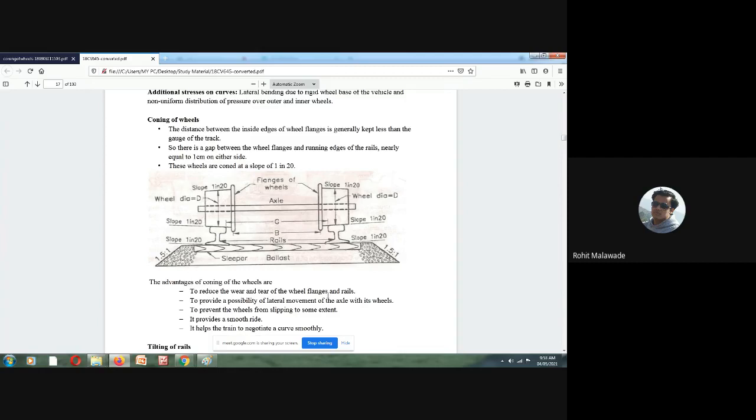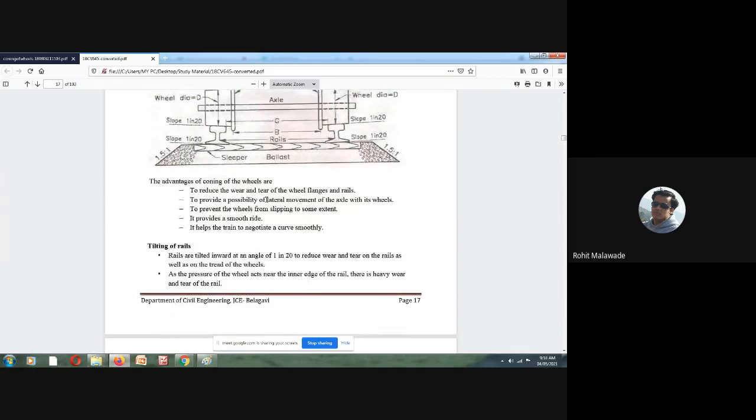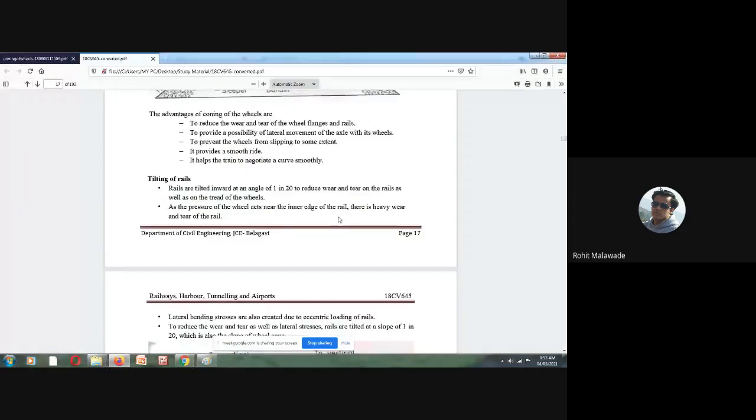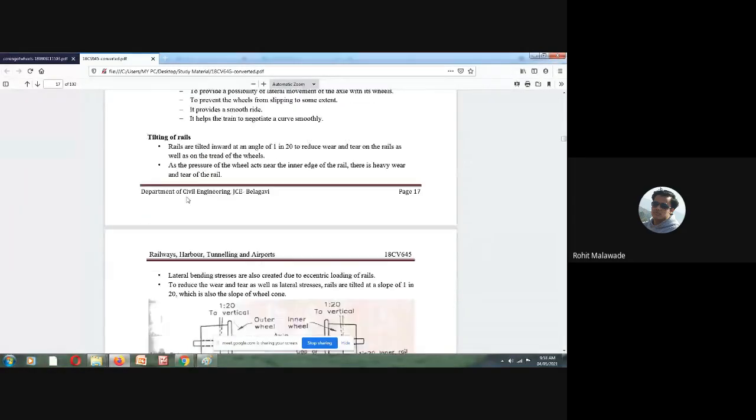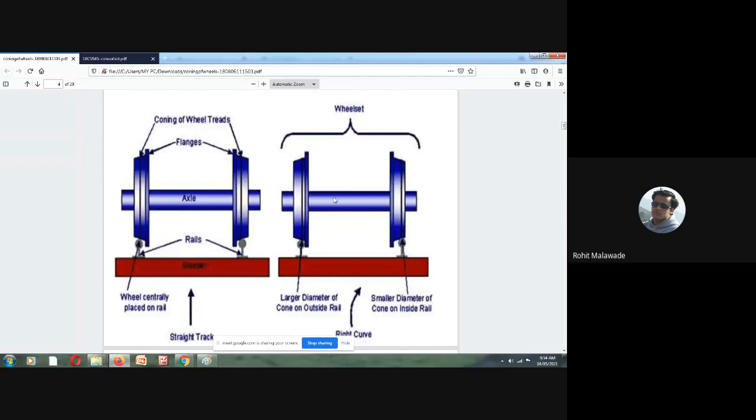It is going to reduce the wear and tear between the rail and wheel, it is going to prevent the possibility of lateral movement, and it is going to give you a smooth ride. And when we take a turn, what is going to happen? There will be less pressure on the inside wheel, and more pressure on the outside wheel.